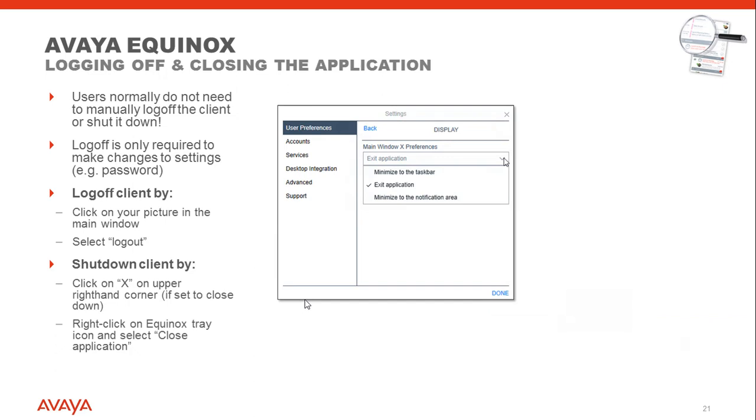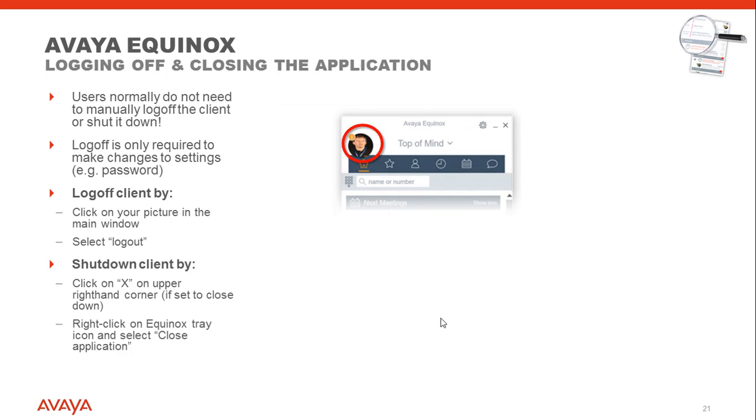In the application settings, under user preferences, there is an option for what should happen if the user clicks on the X up on top. To avoid a user shutting down his phone and no longer being reachable by just wanting to minimize the window, the administrator can set the actual action of clicking on the X. A default setting should be minimized to the taskbar. That way, the client is always on, it starts in the morning, it shuts down with the PC, and users will be reachable, will be available, and can use the Avaya Equinox services during the day.